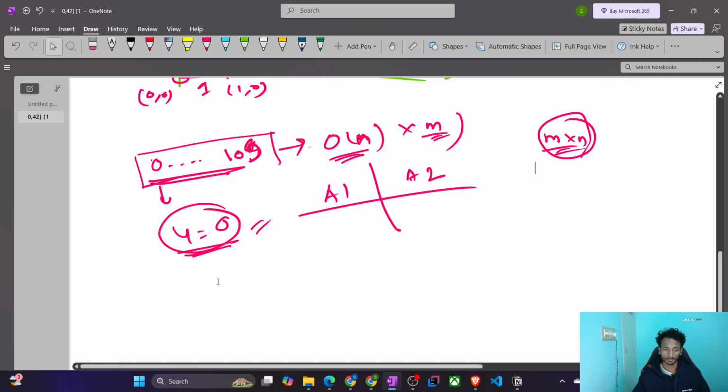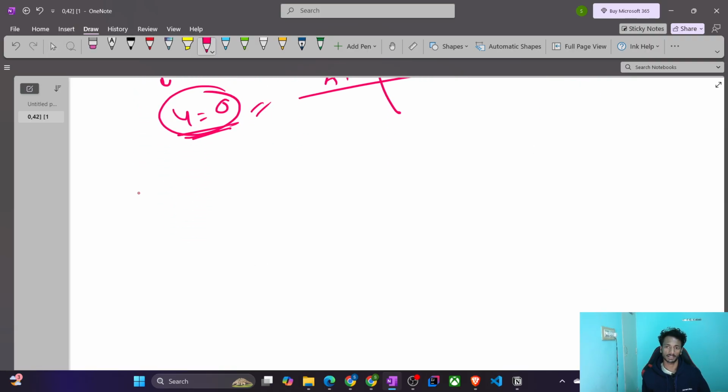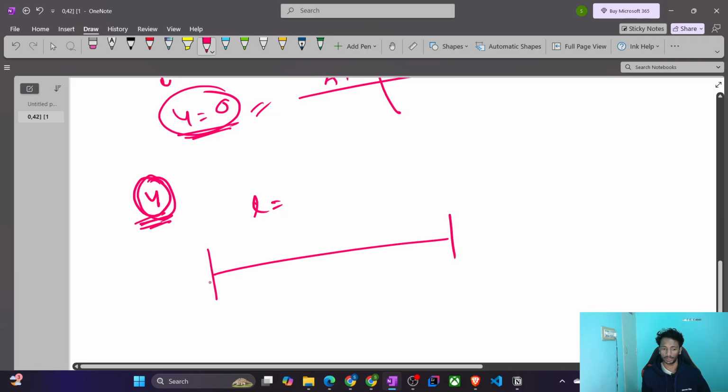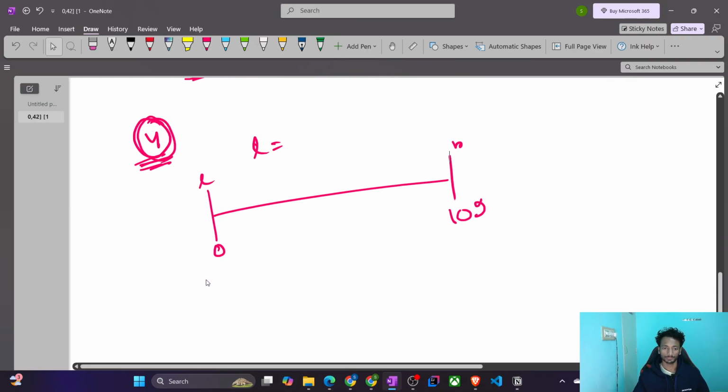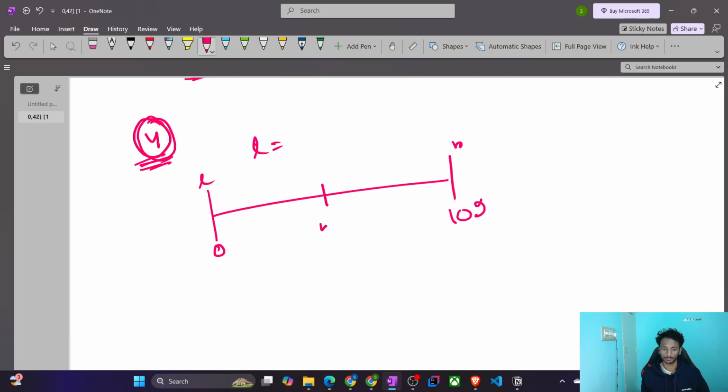So what can I do? Here you can use the binary search logic. How? We have to minimize y, so we have to find the minimum y value. We will have one left pointer and another right pointer. It will start from 0 and at maximum can go to 10 to the power 9. This is L and this is R. Suppose I find one mid here.